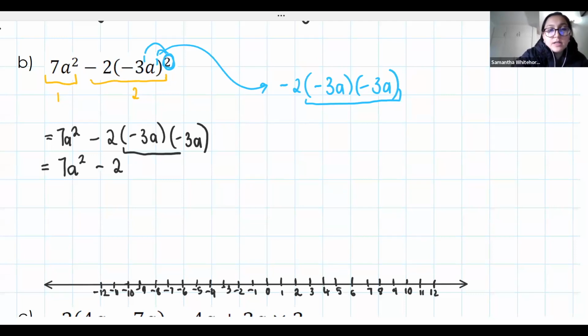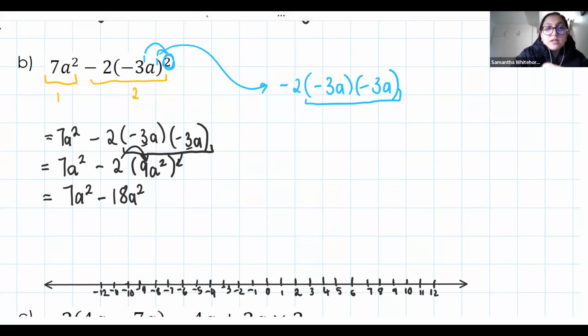I'm first going to deal with multiplying these brackets together. So negative times a negative is a positive. 3 times 3 is 9. And a times a is a squared. So I've multiplied my two brackets to get 9a squared. Now I need to multiply the -2, or distribute the -2 in. So the 7a squared stays that. Negative times a positive is a negative. 2 times 9, 18, a squared.